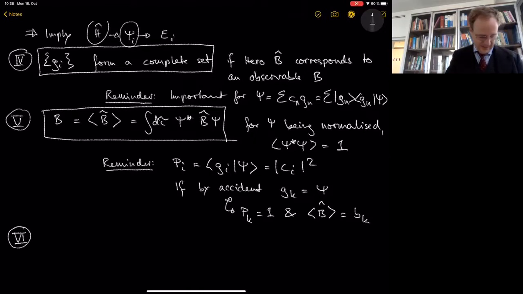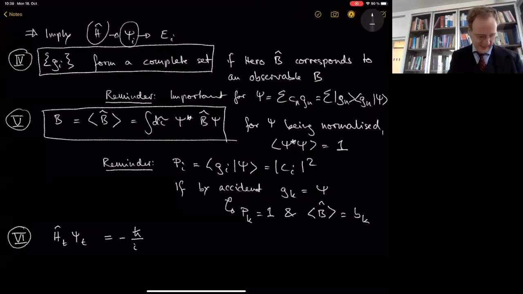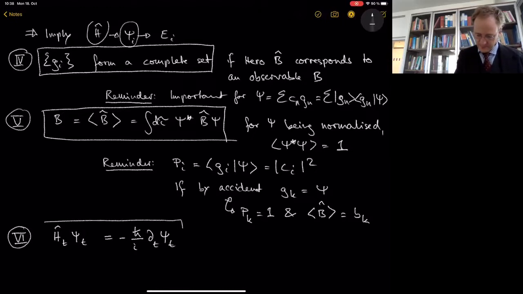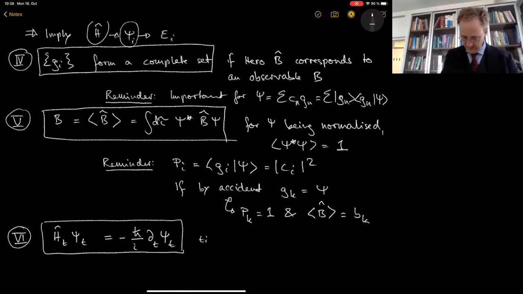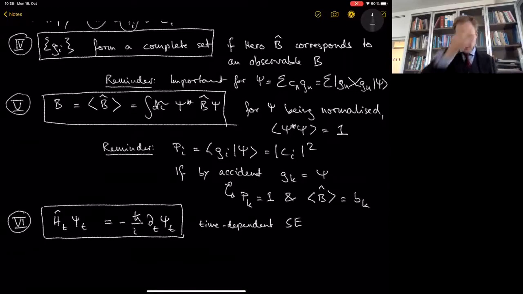So it deals with the time dependency, and it basically says that the time-dependent Hamiltonian operating on your time-dependent wave function is minus h bar over i, d/dt psi of t. Okay, this is a postulate, right? It's also known as the time-dependent Schrödinger equation. And in general, we cannot assume our Hamiltonians to be static, right? Over time, they should change.